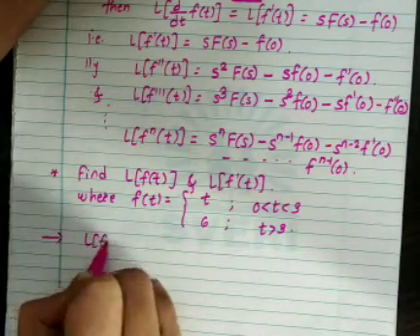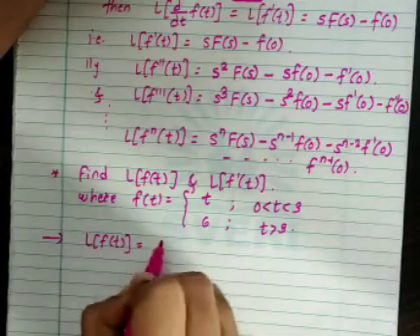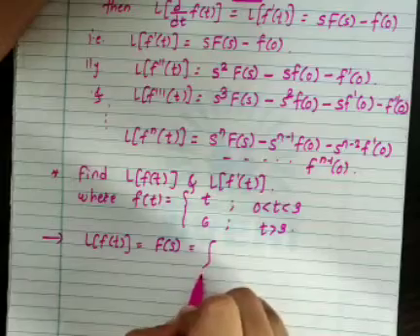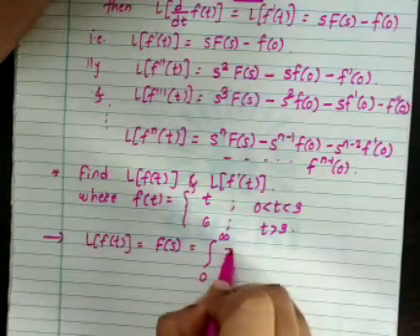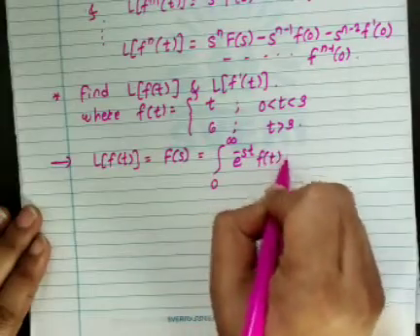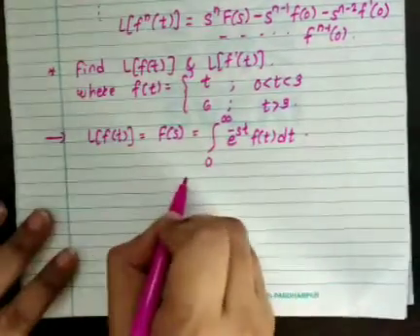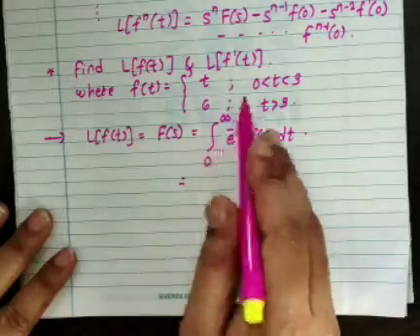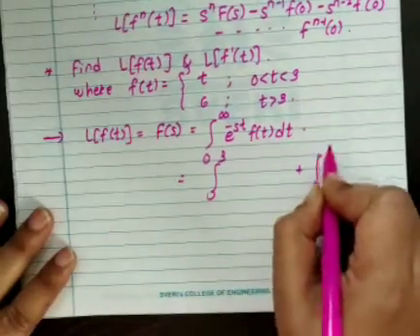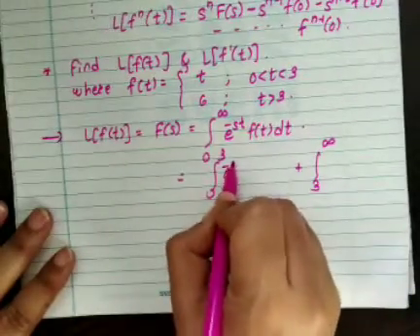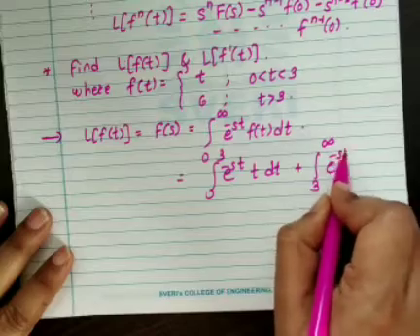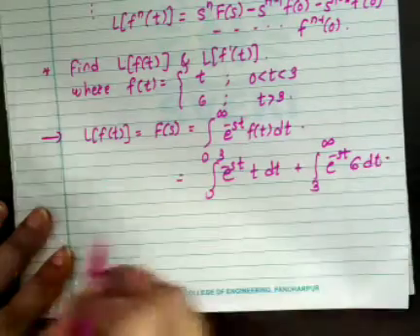Laplace of f of t, that is also we call F of s, is defined as integration 0 to infinity e raised to minus st f of t dt. We'll solve it. That is equal to integration 0 to infinity, again breaking into 0 to 3 and 3 to infinity. In 0 to 3 the function is t, and in 3 to infinity it is 6, so e raised to minus st into 6 dt.